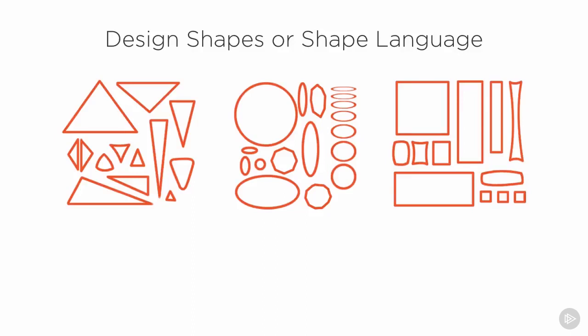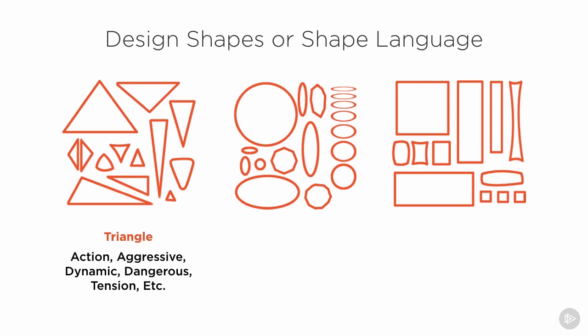Here we have examples of the three shape families: triangles, circles, and rectangles. Triangles, with their angled lines and sharp points, tend to be aggressive and action-oriented shapes. They carry a sense of dynamic movement and speed, and can be seen as dangerous, sharp, and might carry tension for the viewer.